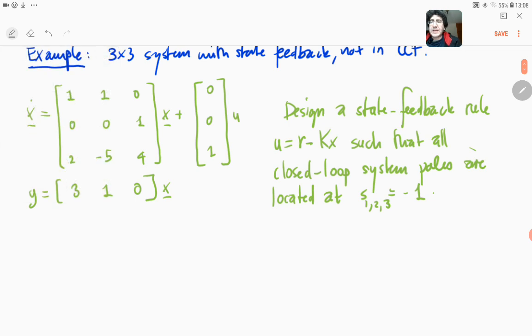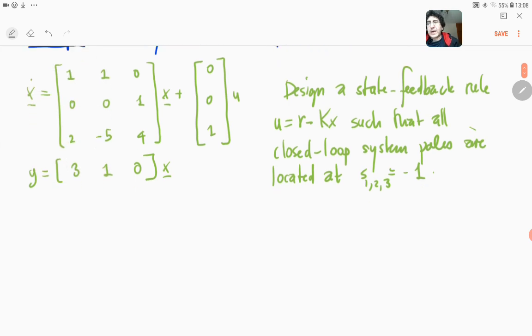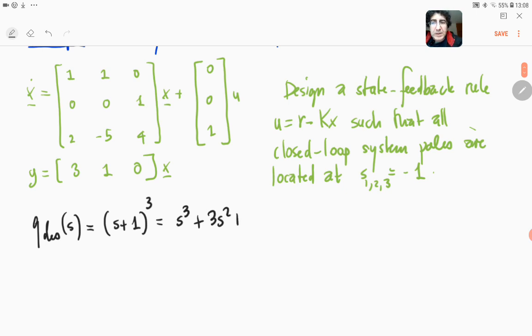Let's go with the same way. Let's first take a look at the desired characteristic equation. Q desired of s is equal to s plus 1 cubed, and that's going to be s cubed plus 3s squared plus 3s plus 1. So this is our desired characteristic equation.